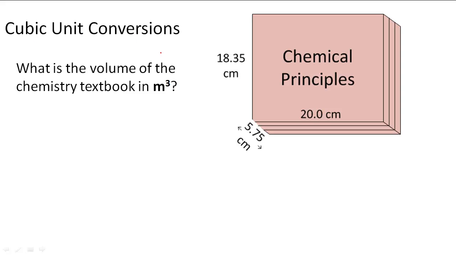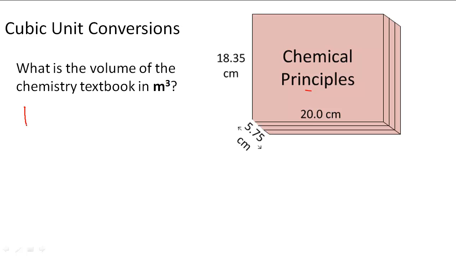Cubic unit conversions. In this example problem, it says what is the volume of the chemistry textbook in meters cubed. So here we have a chemical principles textbook, and it has a length, a width, and a height described by these three measurements. So you can do two things here. You can convert each of the sides, each of the measurements.